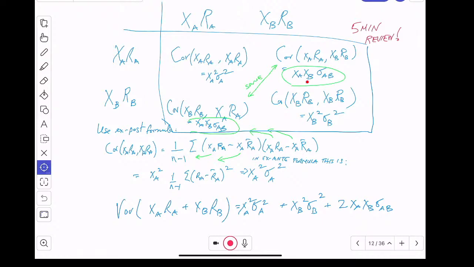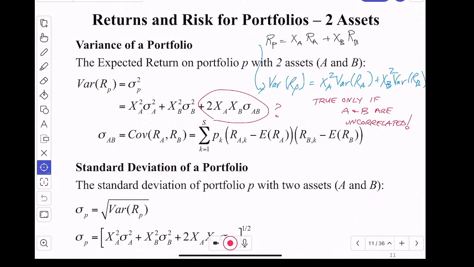Now, why is it XA, XB? Well, for the same reason. If I expanded this and I put XB RB minus XB RB bar here, you see I could factor out XA from there and XB from there, and they would be in the front. So that's where the formula comes from. And now let's look at the effect of this term on our result.